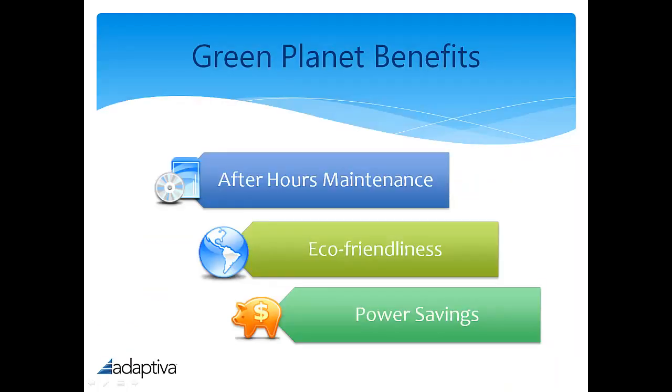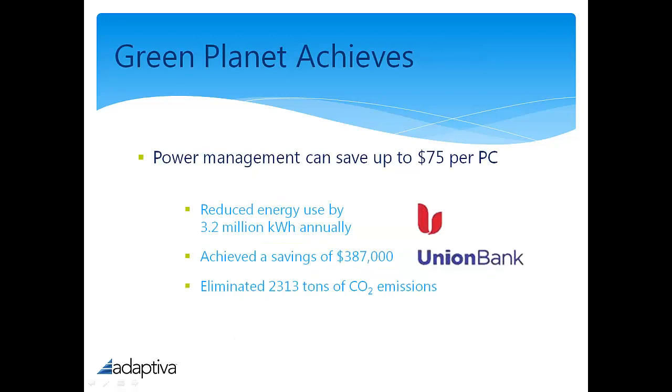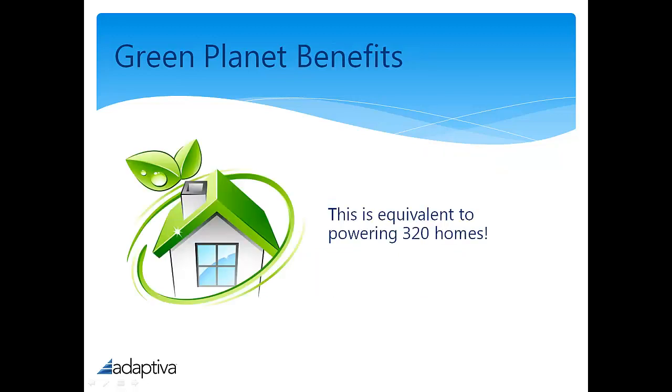Having the ability to efficiently and reliably manage corporate workstation power is more vital than ever, not only for the environment, but also for today's highly competitive business environment. Powering off computers during non-business hours can save up to $75 per year per PC. In one case study, Union Bank reduced PC energy use by 3.2 million kilowatt hours annually, saving $387,000 and eliminating 2,313 tons of CO2 emissions, equivalent to powering 320 homes.